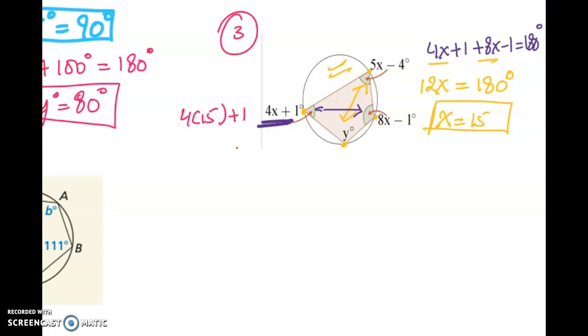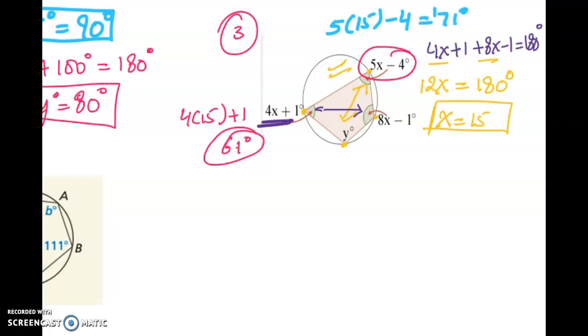So 4 times 15 plus 1. What is 4 times 15? 4 times 15 is 60. 60 plus 1, 61 degrees. This angle is 61 degrees. Let's figure out what this angle, the top one, is. We'll do the same drill again. 5 times 15 minus 4. What is 5 times 15? 5 times 15 is 75. 75 minus 4 is 71 degrees.